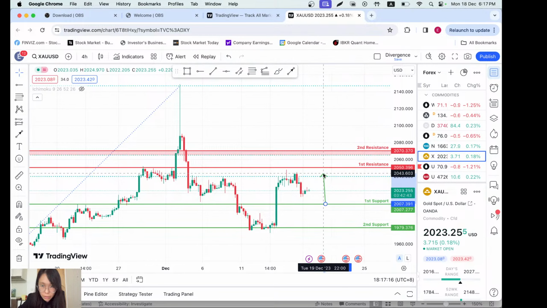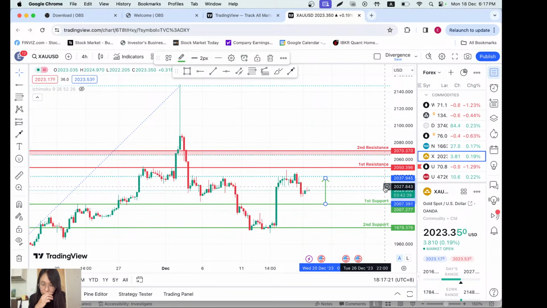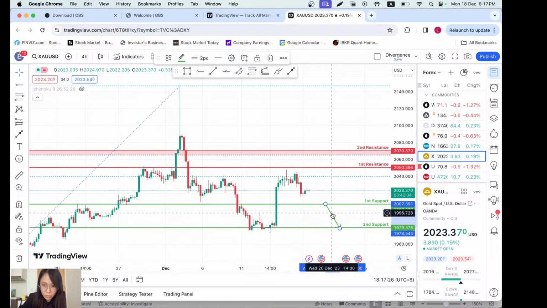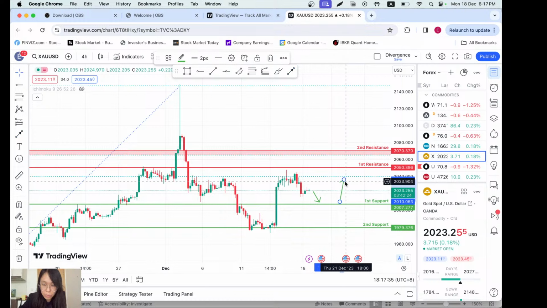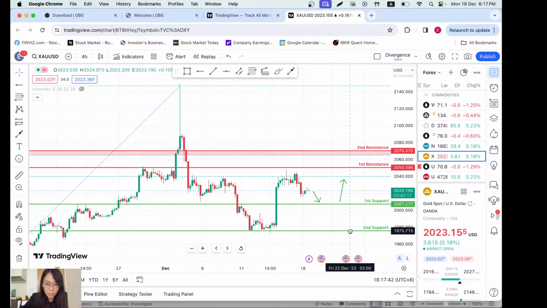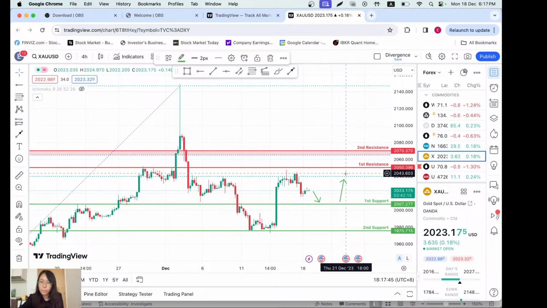Once again, similar for the H4. If the price were to come down, let me draw this. If the price were to reach the first support, I expect it to bounce up to my Fibonacci retracement area here. So I can buy and exit here right before the Fibonacci.